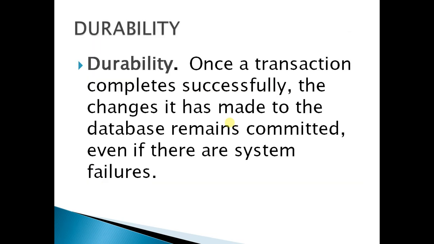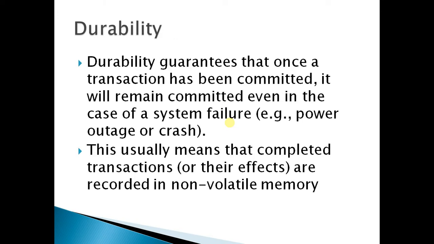Next is durability. Durability means that if a user was given a message that your transaction is complete, and after that message some hardware failure occurs, then next time it is the responsibility of the database that when the system restarts, it should see the consistent, correct values. This is the meaning of durability. So durability guarantees that once a transaction has been committed, it will remain committed even in case of power failure. Now, what does it mean? Let us try to see with an example.